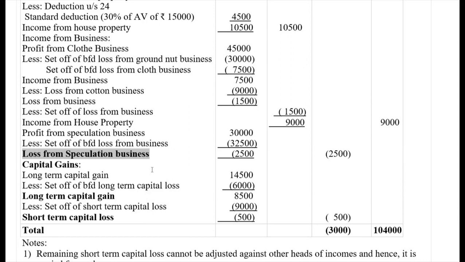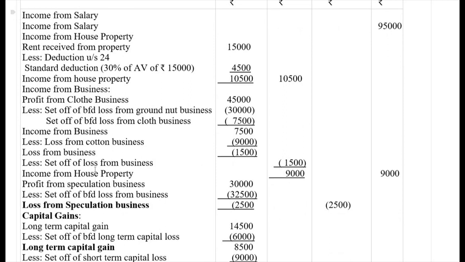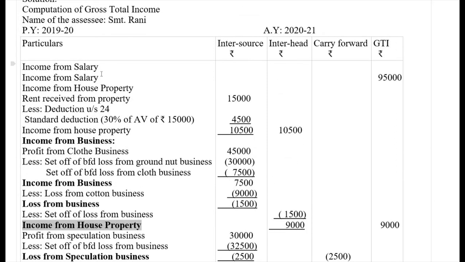Even though we have got income from a non-speculation business, this 2,500 loss cannot be adjusted there. Here it is, income from business remaining, it can be taken here. Then income from salary. Let me make this bold here.